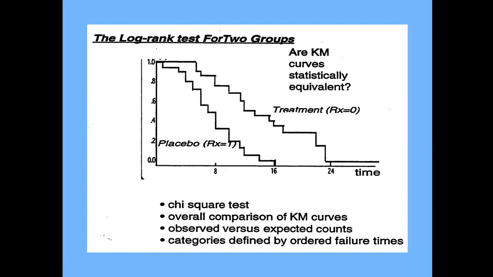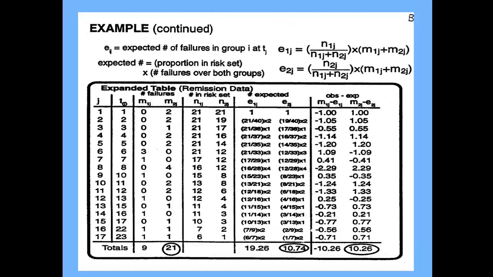The way it works is it compares something about observed versus expected counts, considering how people failed or survived over the time of the follow-up. And the categories are defined by the ordered failure times. So that's roughly what it is. It's a chi-square, you're going to get a chi-square statistic. Okay. Now, I'm going to spend a little bit of time. Here's a table that describes how it works. I don't want to spend the next half an hour talking about this table. But I just want to say a little bit.